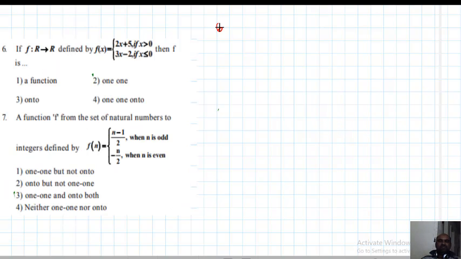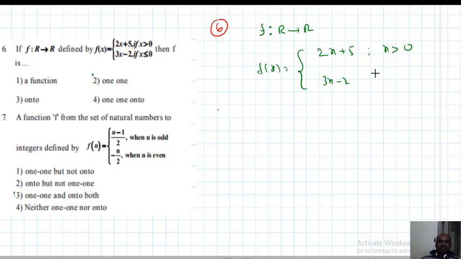So it is a difficult problem because it is a piecewise function. Checking for one-one and onto for a piecewise function is very difficult. So I will explain the procedure. f is from R to R, means domain is R, codomain also R, defined by f of x with two pieces here: 2x plus 5 for x greater than 0, 3x minus 2 for x less than or equal to 0.